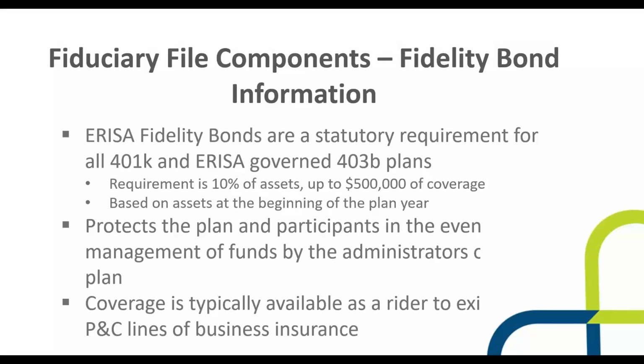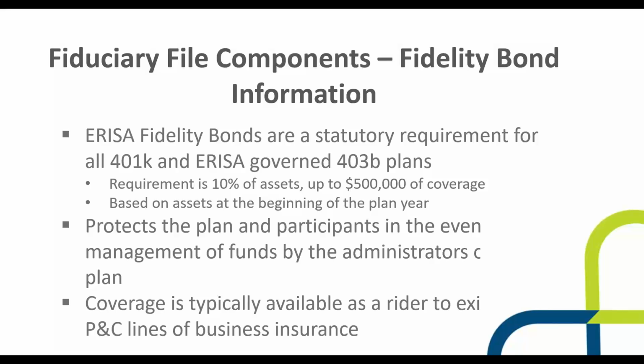But if any of those things arise, this insurance kicks in and it pays back into the plan to make the employees whole. And the statutory requirement on it is that it's 10% of plan assets up to $500,000 of coverage. And they figure that out by looking at how much money is in the plan at the start of the year. And then the expectation is by the end of that year, you'll have coverage equal to 10% of the plan assets at the start of the year. Once the plan gets over $5 million or more, you're only obligated to maintain $500,000 of coverage.